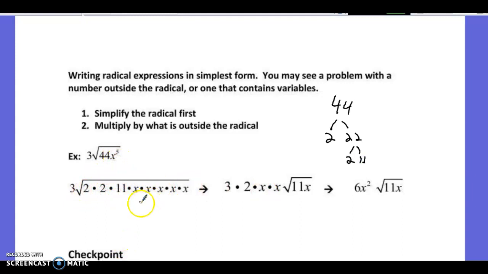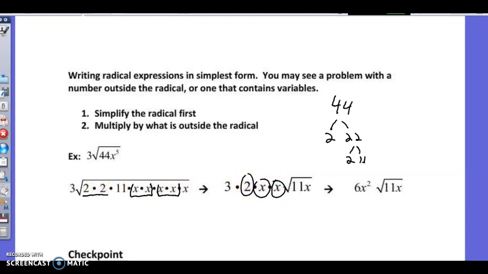I have 5 x's, 1, 2, 3, 4, 5. So this is the prime factorization of 44x to the 5th. All right, so now when you look for your pairs, you can see we have a pair of 2s here. We have a pair of x's. We have another pair of x's. So that's how I get my 2 to come out. There's that 2, and here's one pair of x's and another pair of x's.